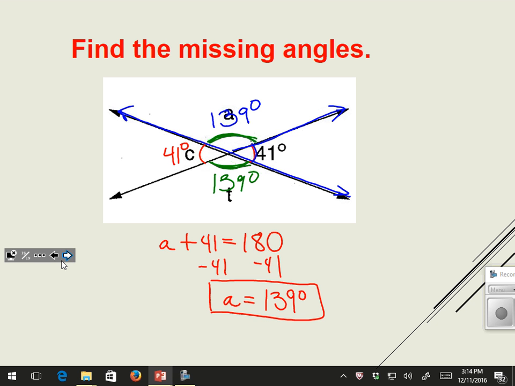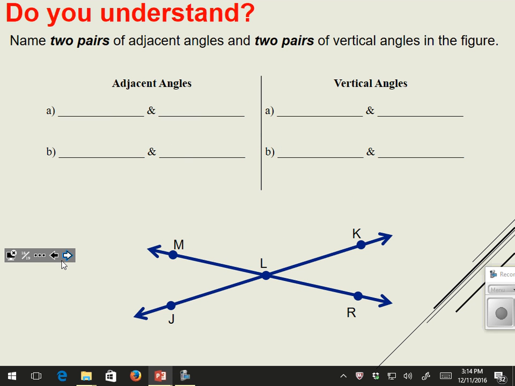Okay, let's see if you guys truly understand. Let's look in this image. Name two pairs of adjacent angles and two pairs of vertical angles in the figure. I'm going to use three letters to name my angles. So let's look at this. Name some adjacent angles. Well, as you guys know, you're supposed to use that little angle symbol.